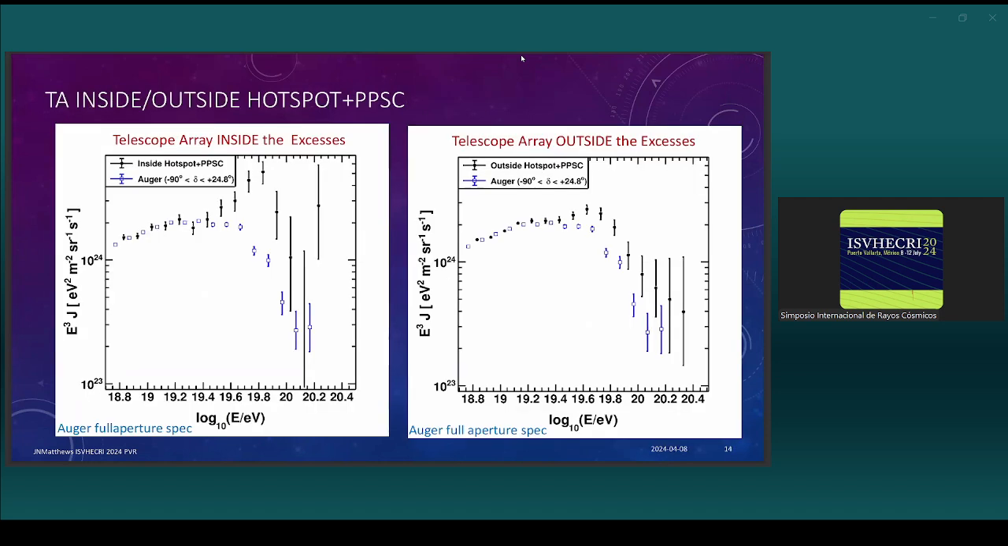So if we look at what the Telescope Array spectrum looks like inside the hotspot, inside the excesses, versus outside the excesses, and compare them to the Auger spectrum in the full sky. The Auger spectrum in the full sky is these blue lines. Inside, you see, as you might expect, a big excess over here in the high energy band. Outside the two excesses, there's still some bump, but they're a lot more in agreement.